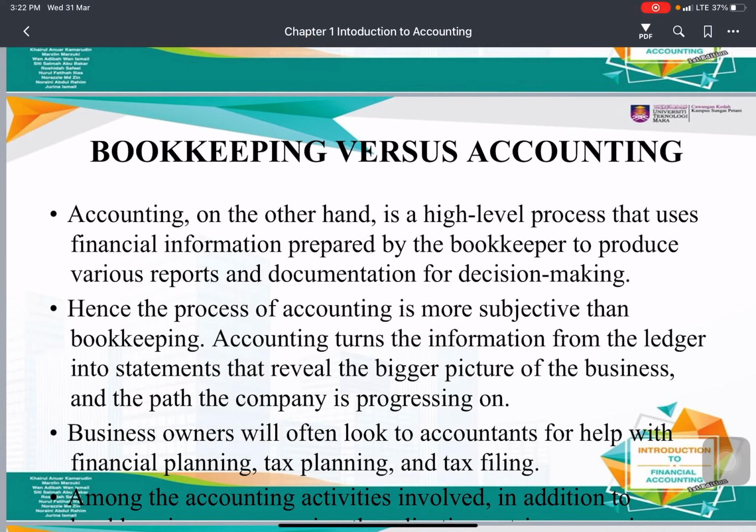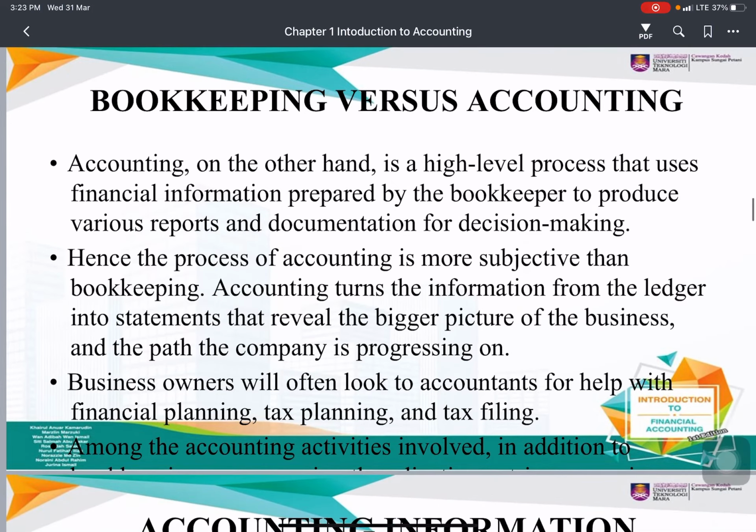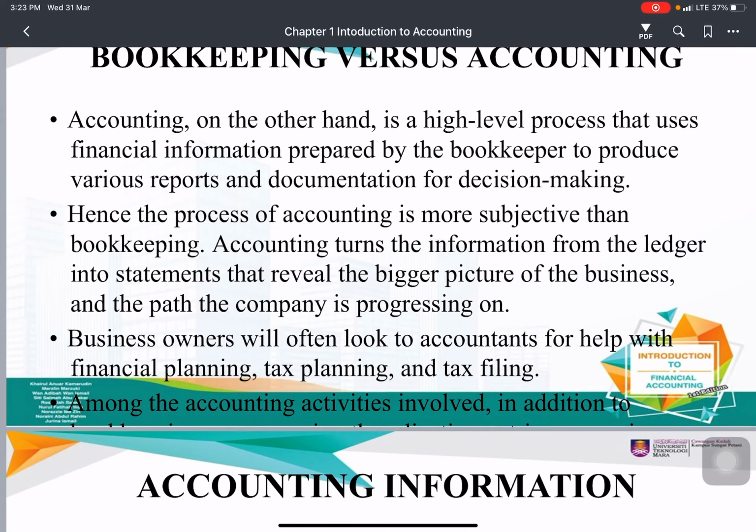So next one, accounting. Now we are going to have a look at what accounting is. Accounting, on the other hand, is a high-level process. It means that bookkeeping is actually inside accounting. Bookkeeping is only a part of it. Accounting is the process of using the financial information prepared by the bookkeeper to produce various reports and documentation for decision making. So we extend on the bookkeeping and prepare documentation for decision making. Hence the process of accounting is more subjective than bookkeeping.